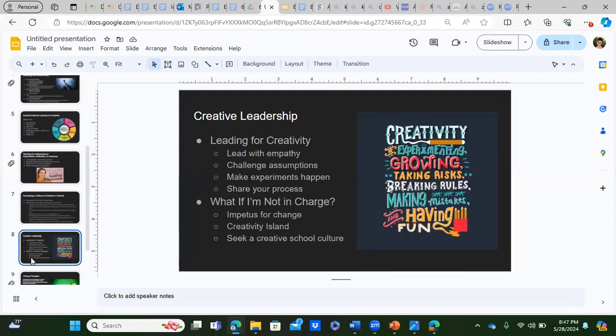And we want to talk about creative leadership. This is very important because creative leadership, leading for creativity specifically, is something that eventually many of you are going to have to consider. You will become leaders, whether that is a school level leader or a district level leader. And these are things that you want to keep in mind. Lead with empathy, challenge assumptions, make experiments happen, and share your process.